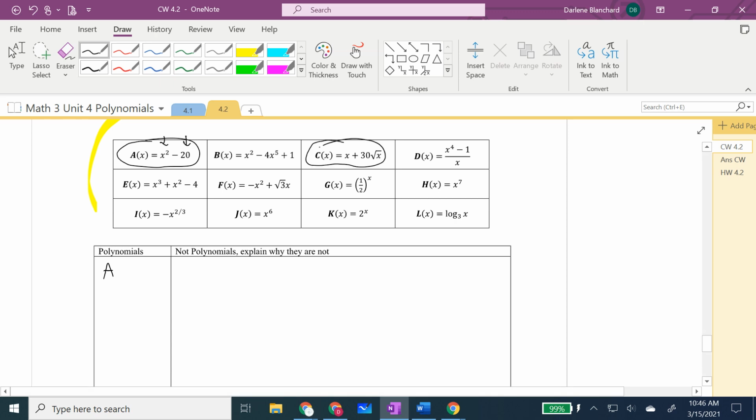Letter C. Letter C has a square root. You need to know that if you see a square root, it is not polynomial. The exponents have to be whole numbers. When you look at the square root of x, the exponent is fractional. The exponents must be whole numbers.